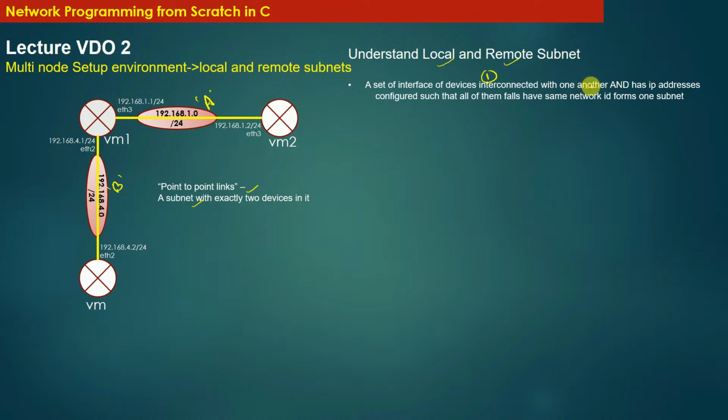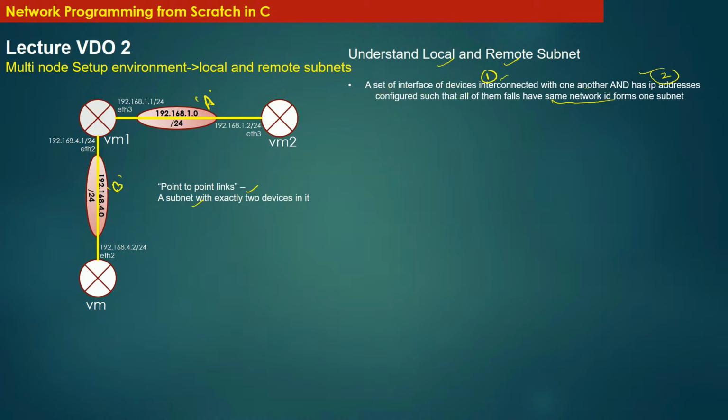This is part 1. And part 2 is that those interfaces are assigned IP addresses such that all those IP addresses fall in the same network ID. Both parts, part 1 and part 2, are the necessary and sufficient condition for two interfaces of two different machines to fall in one subnet. Let us try to apply this definition in our topology.